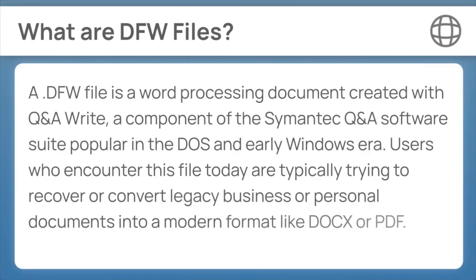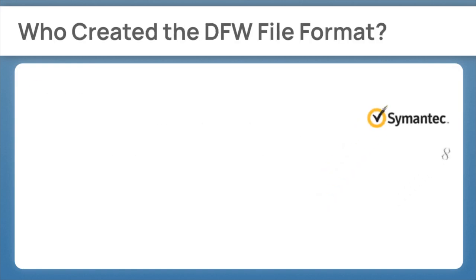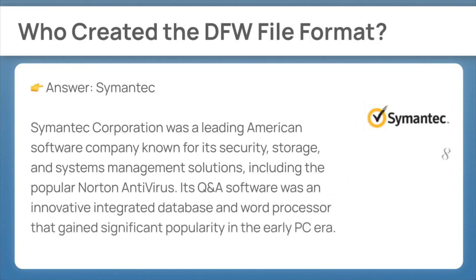A DFW file is a word processing document created with Q&A Write, a component of the Symantec Q&A software suite, popular in the DOS and early Windows era. Users who encounter this file today are typically trying to recover or convert legacy business or personal documents into a modern format like DOCX or PDF.